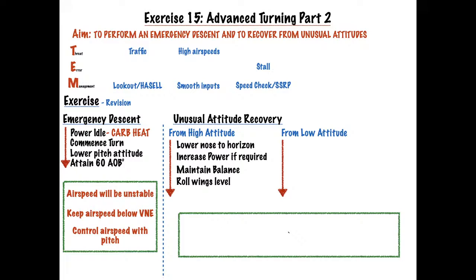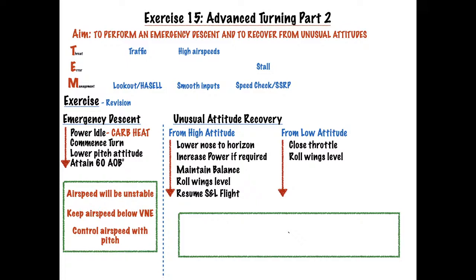So the main concern from low altitude is load factor. It's G-forces, right? If you use smooth inputs and you speed check, you won't stall. So really the main concern is not overstressing the aircraft. So the first thing we do is we close the throttle, not to exacerbate the issue of the speed. The second thing we do, we roll the wings level to minimize the load.